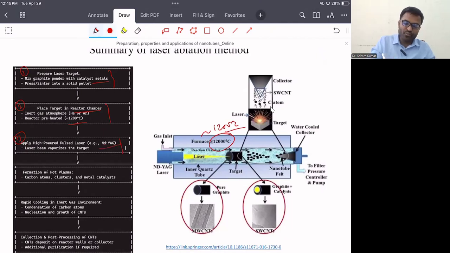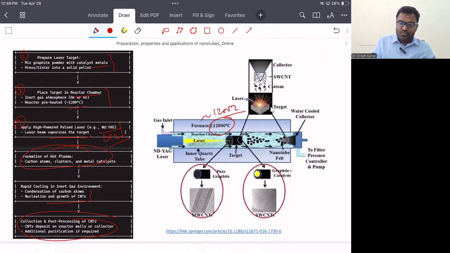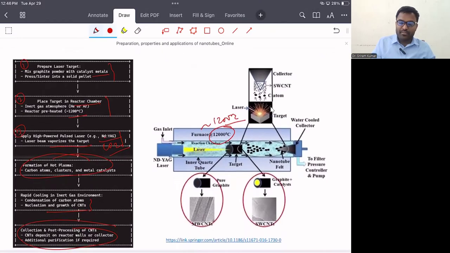So here for the laser we need to use the neodymium yttrium aluminum garnet, or maybe the CO2 laser. And in presence of this high powered laser, the vaporization happens from the surface. There is a formation of this hot plasma, and that gets condensed on this collector, and the nucleation process happens, and the growth process happens. And once we get the CNT, then we can collect and process to purify that CNT. So this is all about the laser ablation method.